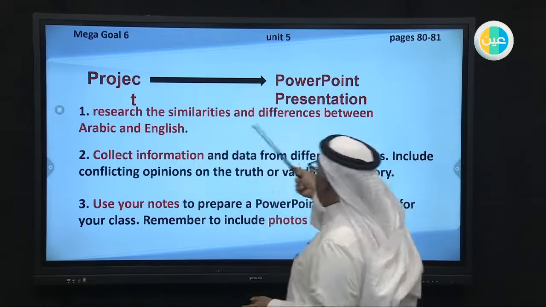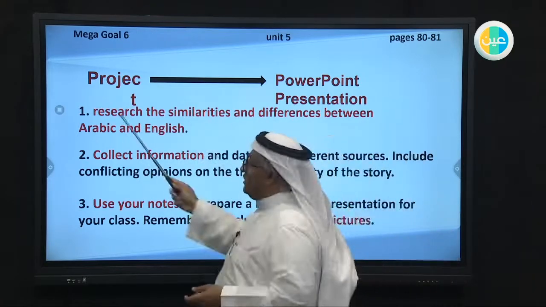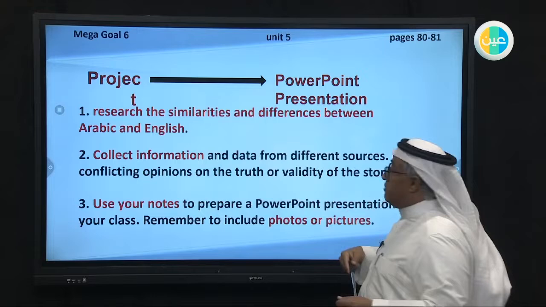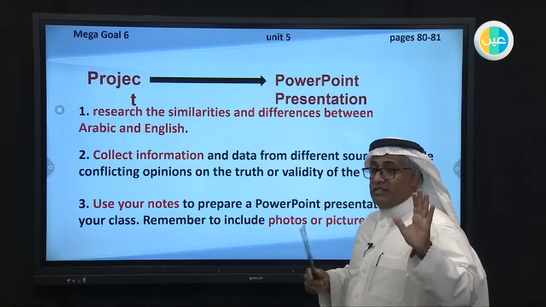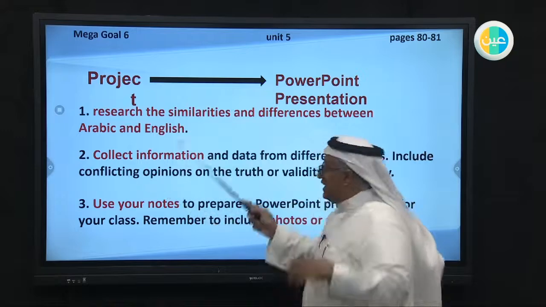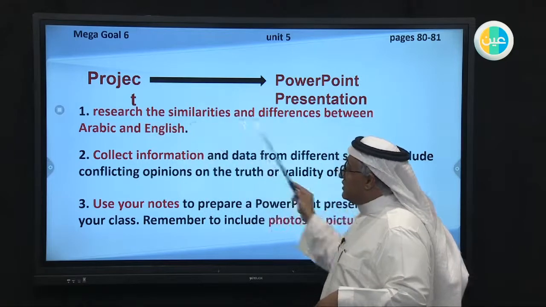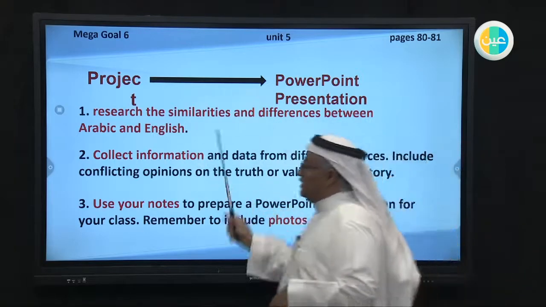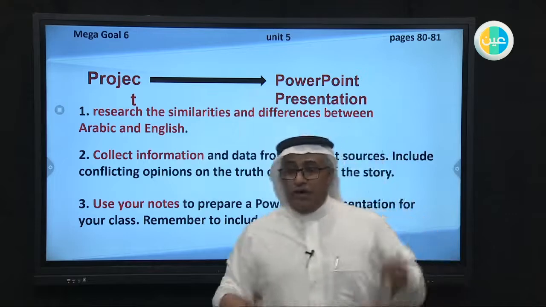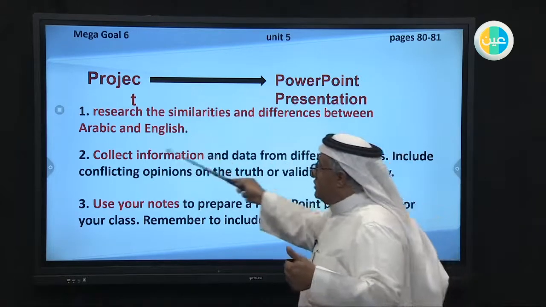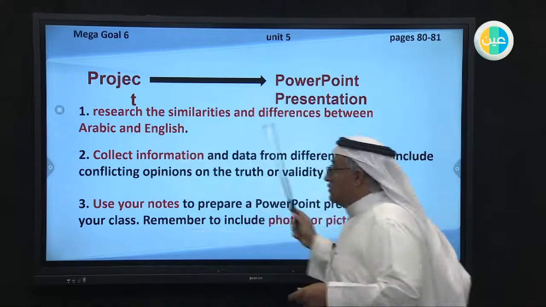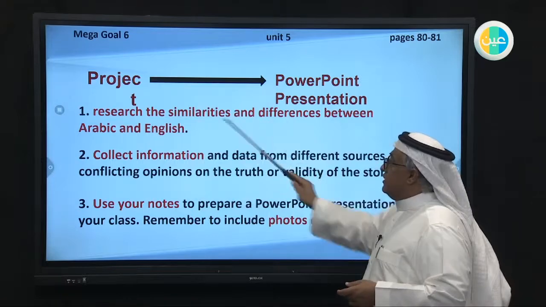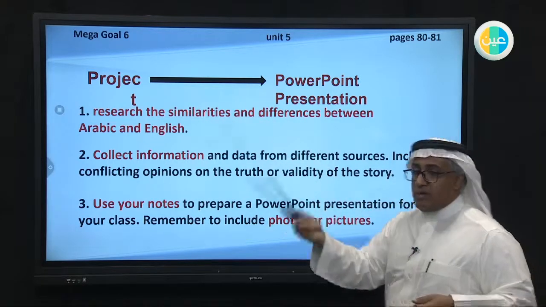Research the similarities and differences between Arabic and English. These are the main points of your PowerPoint presentation. هذا هو النقاط الرئيسية في البحث. إنك يعني النقاط نركز عليها. Research يعني تبحث عن the similarities عن التشابه and differences والاختلافات between Arabic and English بين اللغة العربية والإنجليزية. هذه النقطة الأولى. Okay, this is the first point. Okay. Second, collect information. جمع المعلومات مرتبطة بهذين العنصرين similarities والdifferences. يعني إيش وجه التشابه وإيش وجه الاختلاف في اللغتين.